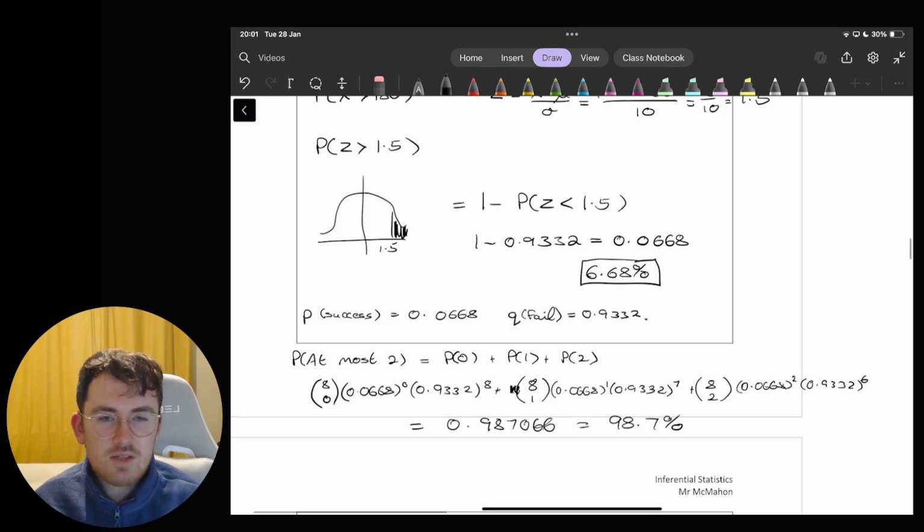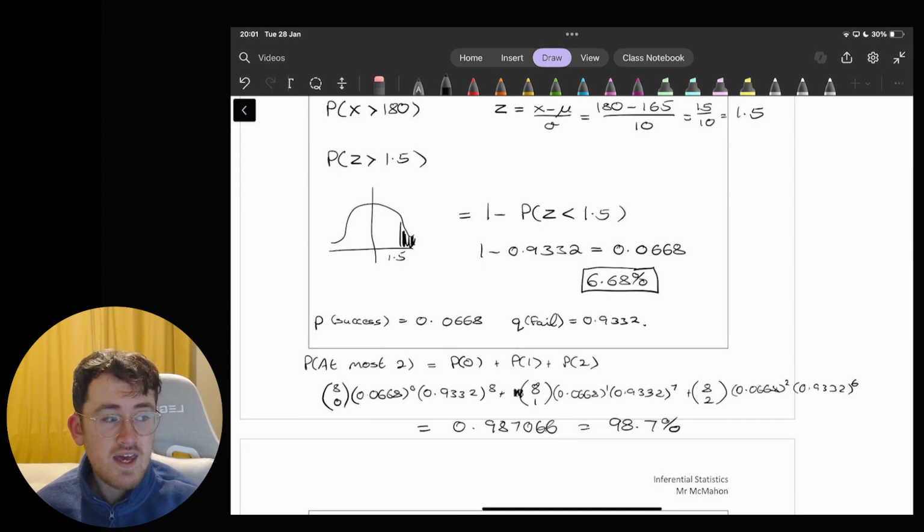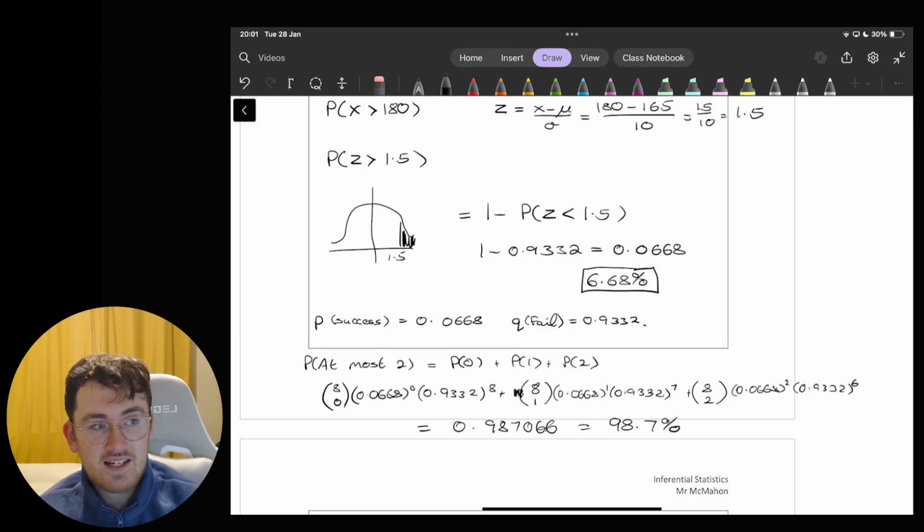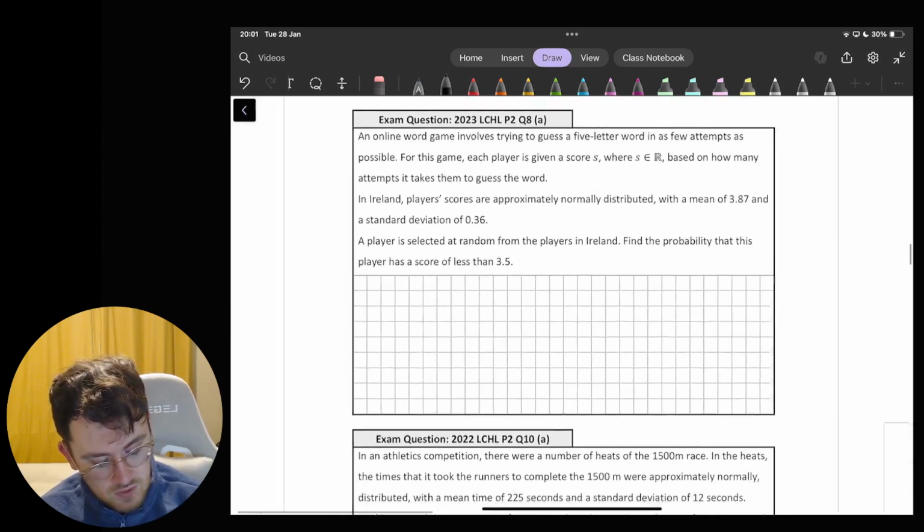Again, given that the probability someone is taller than him is around 7%, it's quite fair to suggest that the likelihood of someone being taller than him is quite small, and at most 2 people seems quite reasonable for us to come across. So we'll look at some of the exam questions here. We mightn't do every single exam question, but we'll do a few of them, surely.